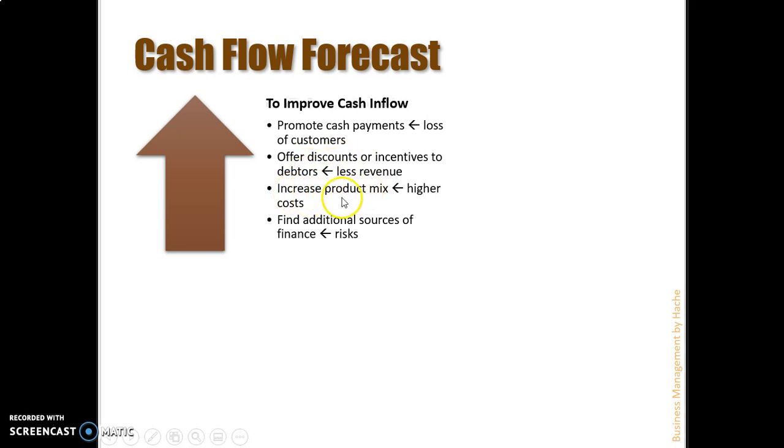You can increase your product mix. You can increase the variety of products to sell more and increase your sales. But again, producing new things would imply higher costs. You can also find additional sources of finance to increase your cash inflow besides sales. But remember that every additional source of finance has its own risks and limitations, so you have to keep that in mind too.